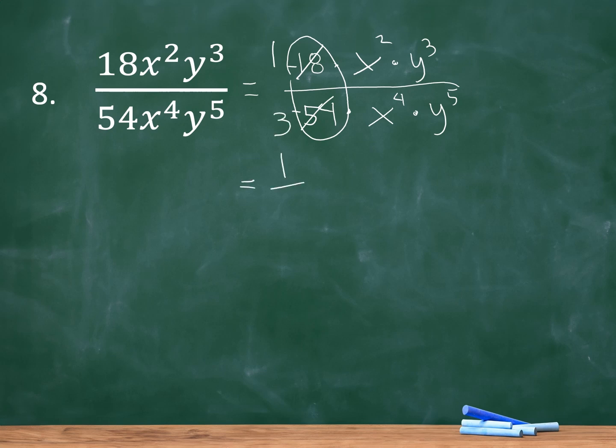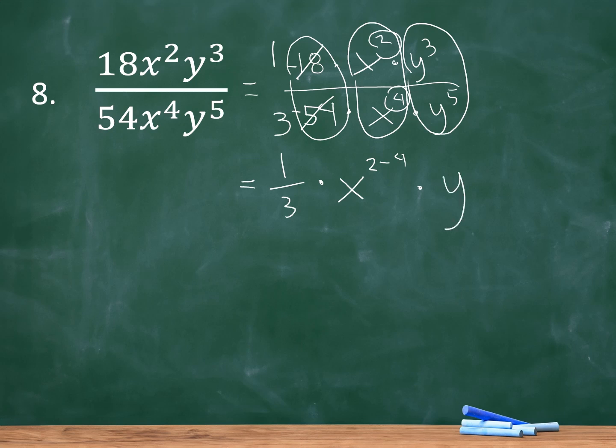So we have 1 over 3 times x squared over x to the power of 4. So we copy the common base x, and then we subtract exponents. Remember, the one on top comes first. So that's 2 minus 4 times, let's deal with the y variable. Copy the common base y, and then the one on top comes first. So that's 3 minus 5. Let's continue. We have 1 over 3 times x to the power of 2 minus 4 is negative 2 times y to the power of 3 minus 5 is also negative 2.